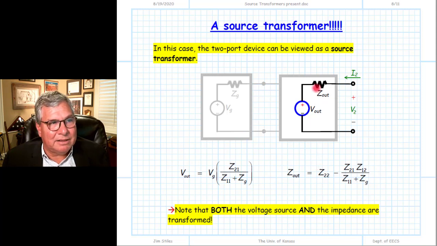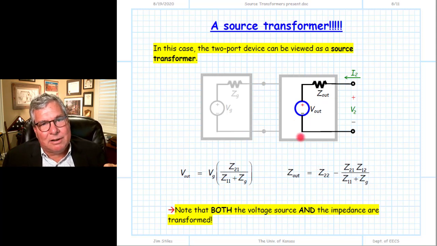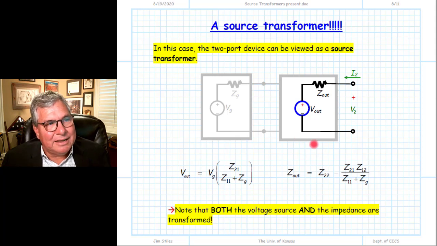In fact, we'll find that we can only increase the available power of a source in this transformation if this two-port device is an active device, essentially an amplifier. Otherwise, this transformation is constrained by the available power. We can't increase it if this two-port device is not an active device.